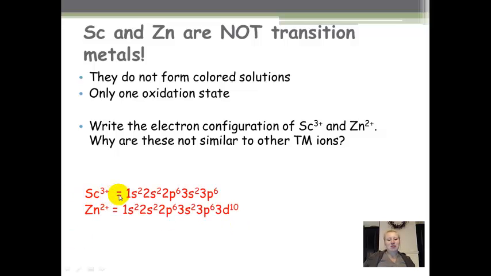For example, scandium, when it loses 3 electrons, has the electron configuration 1s2, 2s2, 2p6, 3s2, 3p6. And zinc has the electron configuration 1s2, 2s2, 2p6, 3s2, 3p6, 3d10. We can see that these ions are different from other transition metal ions because scandium, when it forms an ion, loses its d electrons, and zinc, when it forms an ion, has a full d subshell. This is very different from the other transition metal ions, because they all contain some electrons in the d orbitals, and the d orbitals are not full.